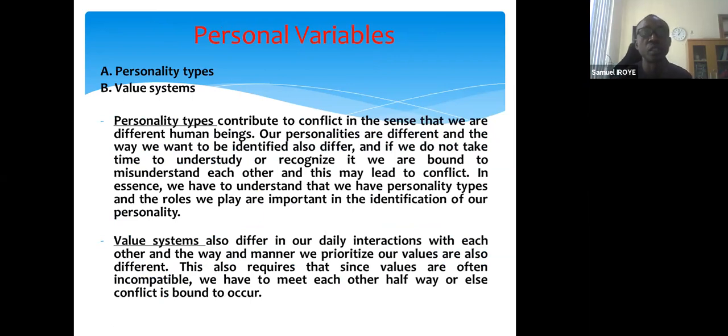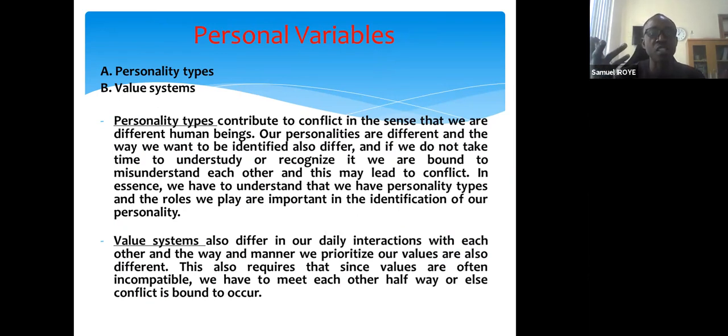Then the third category is personal variables. What do I mean by personal variable? In our personality, we are different from each other, and we can look at this in two ways. Personality types: we have different personality types. Some are sanguine, some are choleric, some are high temperament, some are low temperament, some are moody.